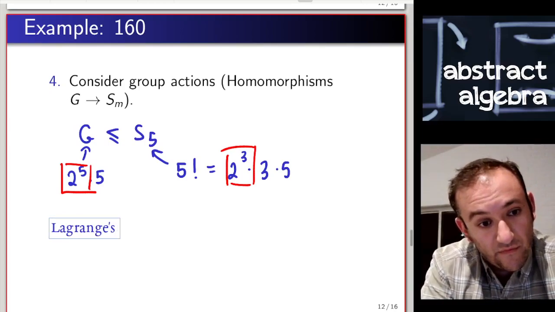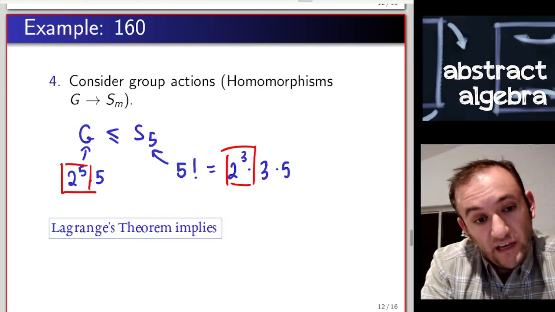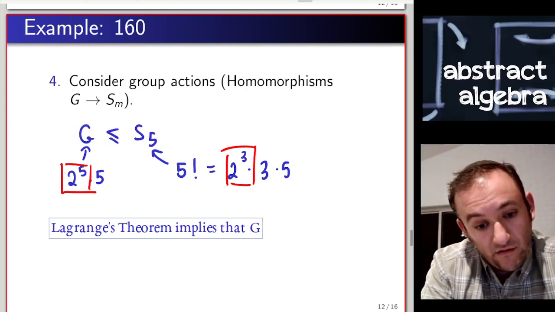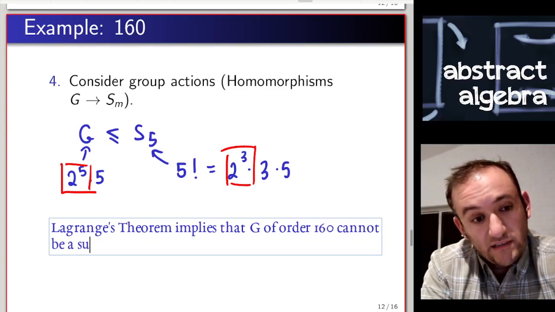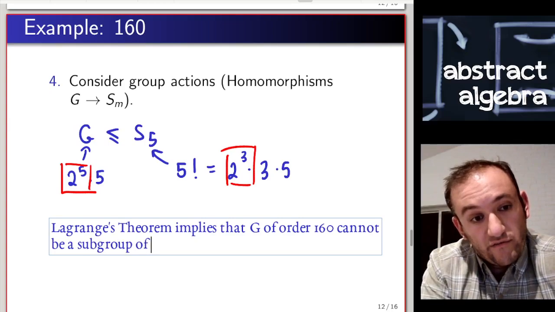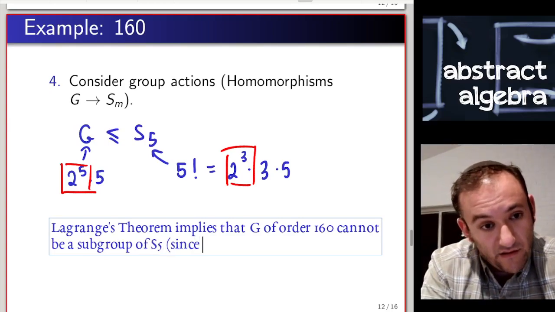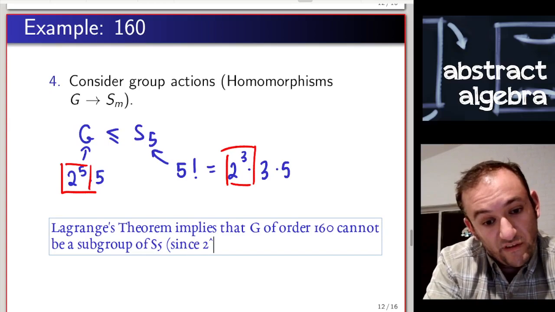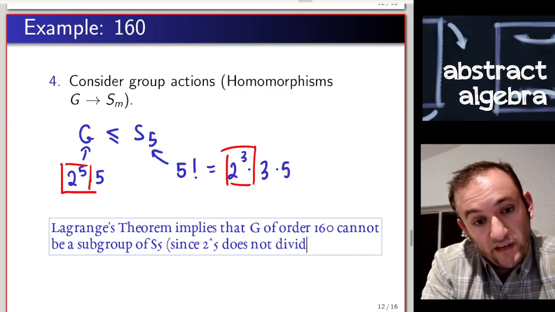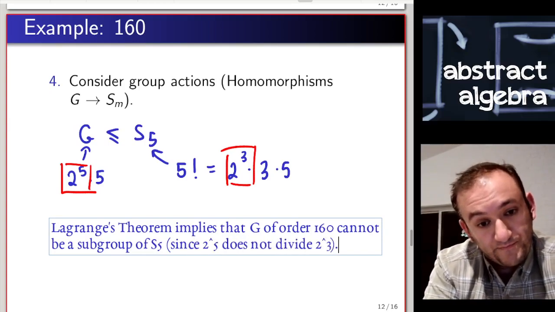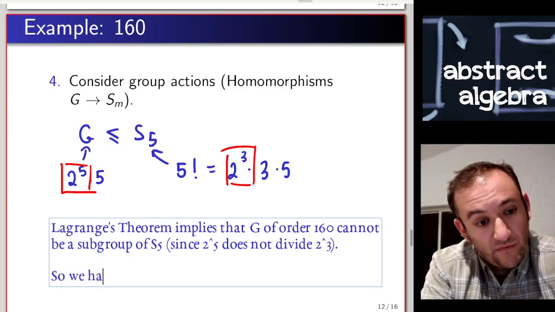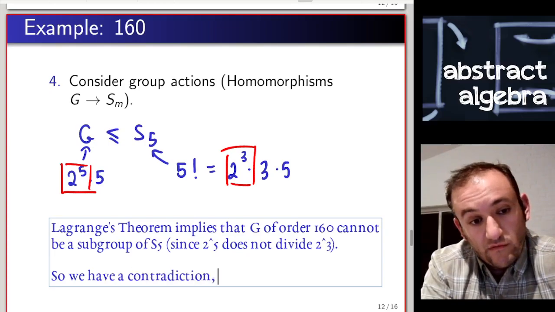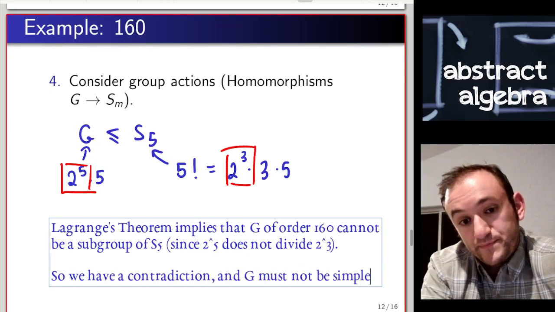Lagrange's theorem implies that G of order 160 cannot be a subgroup of S5, since 2 to the 5th does not divide 2 cubed. So we have a contradiction, and G must not be simple. Okay.